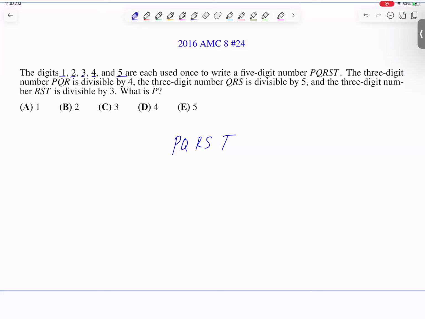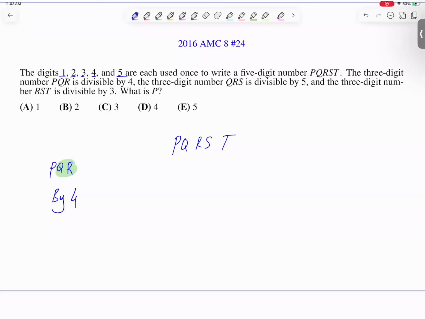We are forming the 5-digit number PQRST using 1, 2, 3, 4, and 5. We are given that the 3-digit number PQR is divisible by 4. This is a divisibility problem, and we have to use the divisibility rules. If PQR is divisible by 4, then QR has to be a multiple of 4.